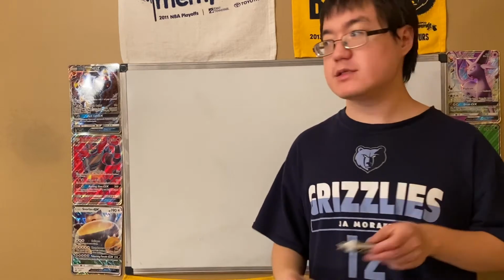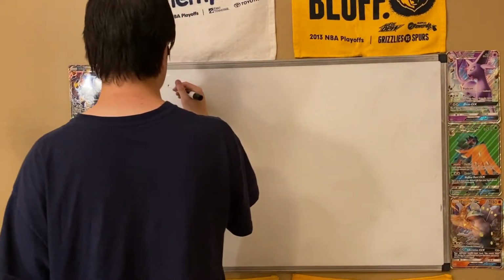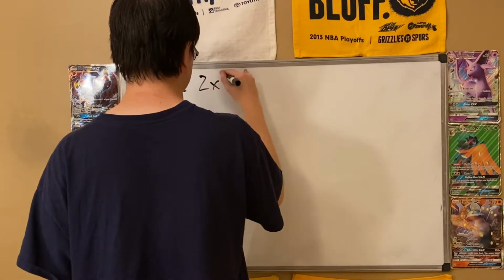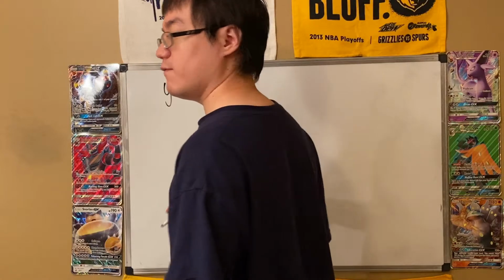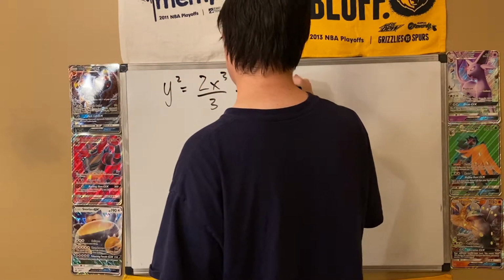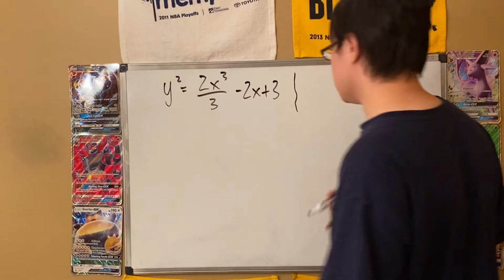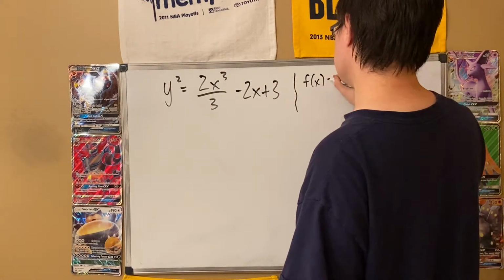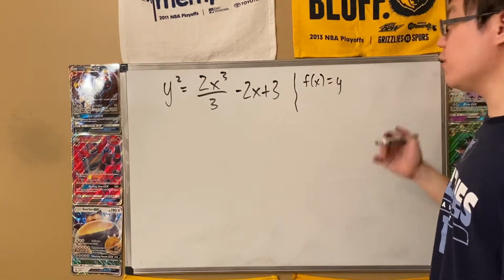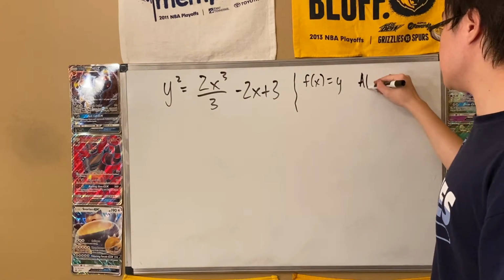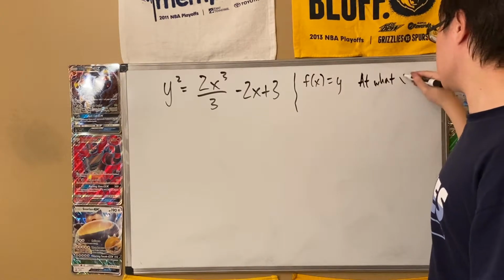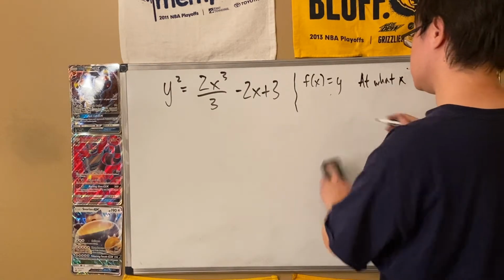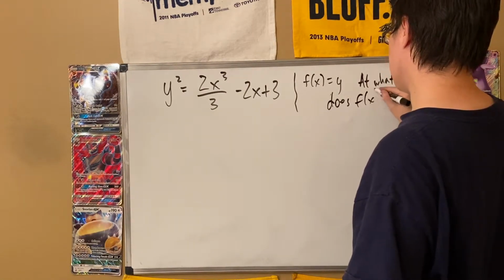So we're going back to tangent lines. What we're going to do is we're going to have this function right here, y squared equals, let's do 2x cubed over 3, and then minus 2x plus 3. So the numbers get a little bit nasty in this question, but sometimes you got to get your hands a little bit dirty. But what we're trying to do is, if f of x equals y satisfies this equation, we want to find at what x does f of x have a horizontal tangent line.